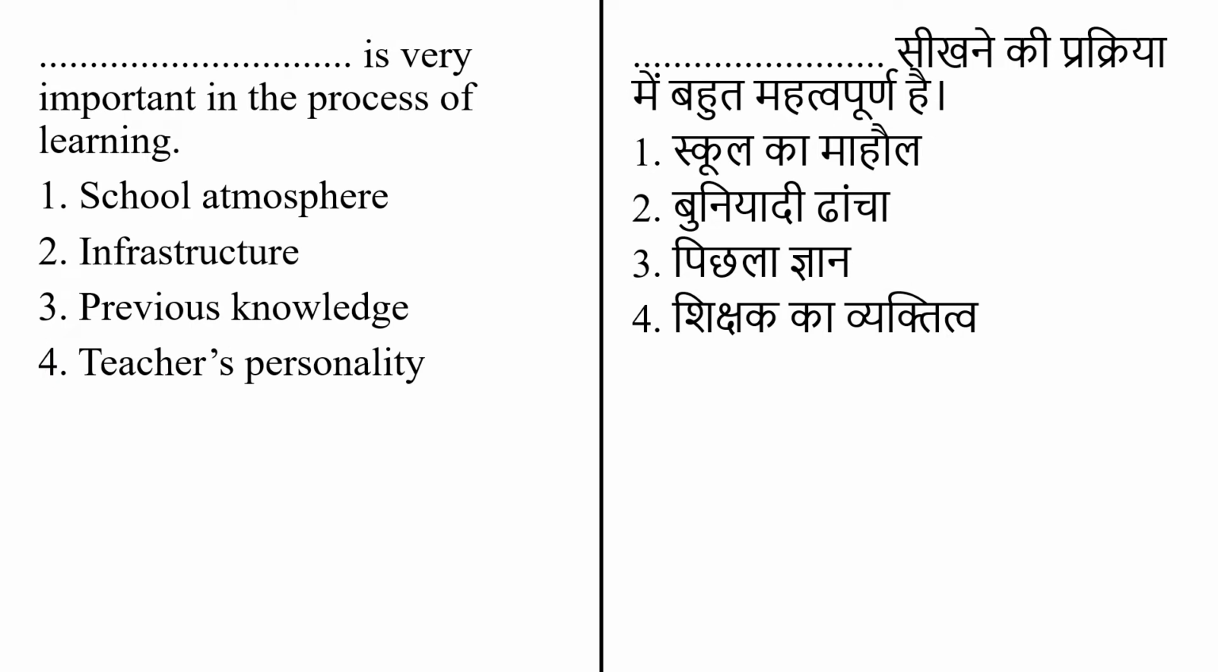What is very important in the process of learning? So here in this question they gave you the 4 options and they ask which is very important in the process of learning. The first option is school atmosphere, second one is infrastructure, third one is previous knowledge, and the last one is teacher's personality. If we look carefully, all these things are important, but it asks you which is very important. Please read the question carefully.